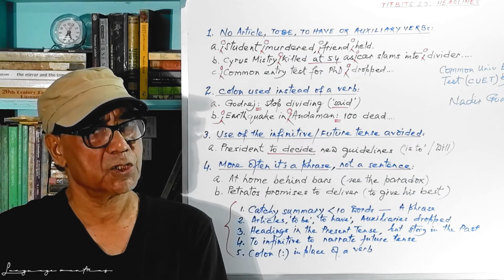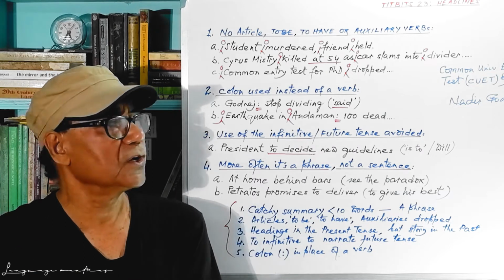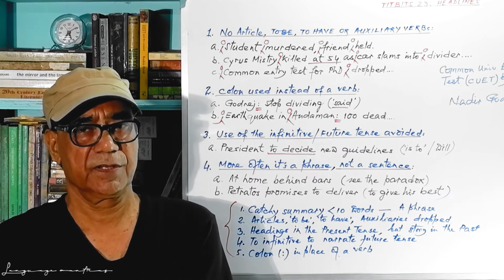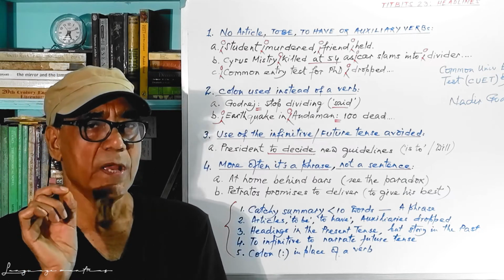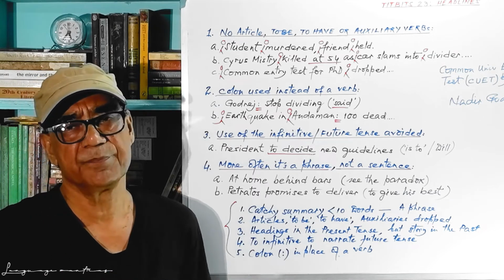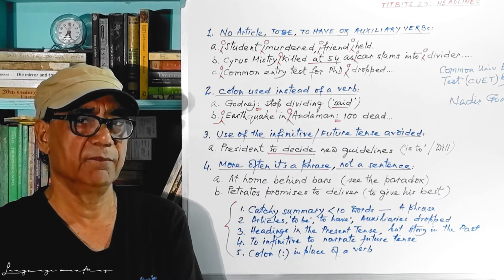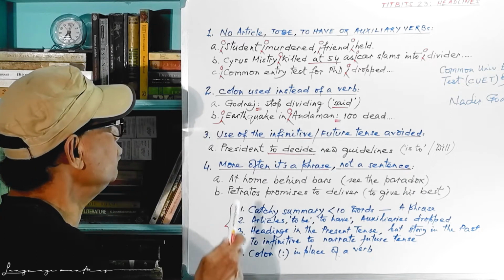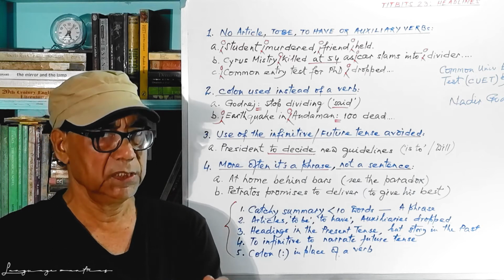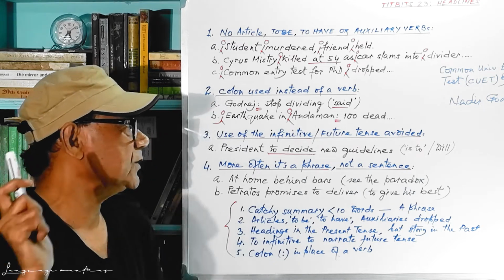The verb is obvious. Godrej said. Godrej means Nadir Godrej said. Instead of said, we have just a colon. Colon is used in place of a verb, say verb or tail verb, whatever. Now come to B. Earthquake in Andaman, colon, 100 dead.